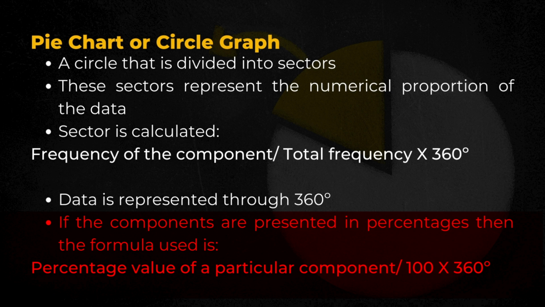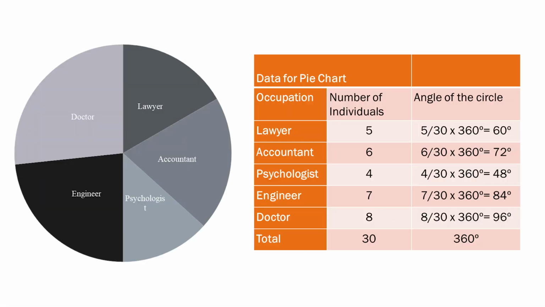When we want to calculate a sector, the frequency will be given in the data set. We divide it by the total frequency and then multiply by 360. We are going to see how. For example, these are the sectors in a pie chart: lawyer, accountant, psychologist, engineer, doctor. You can translate this into various other areas, for example productivity, or industrial settings. The pie chart is applicable in many areas.